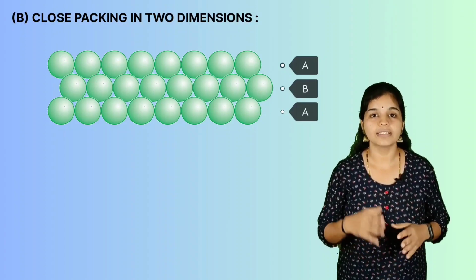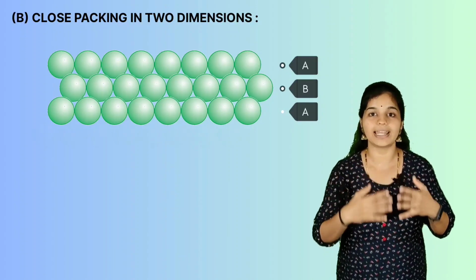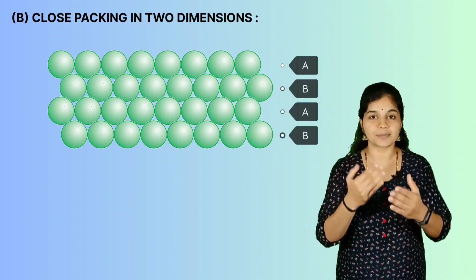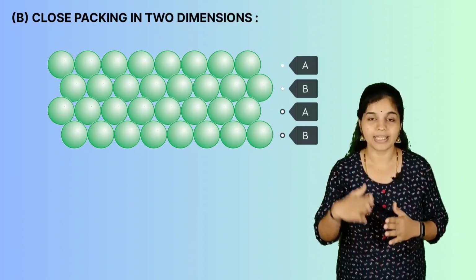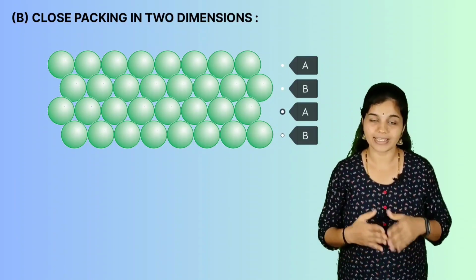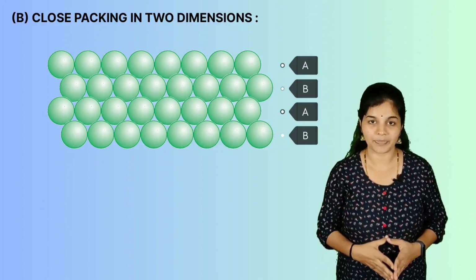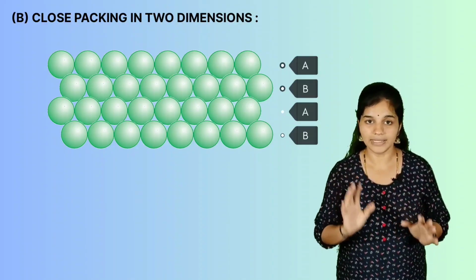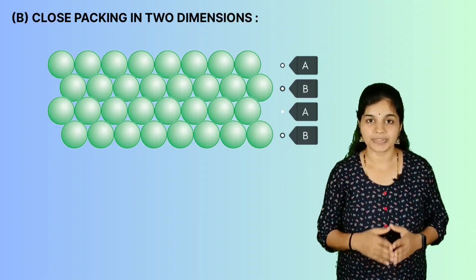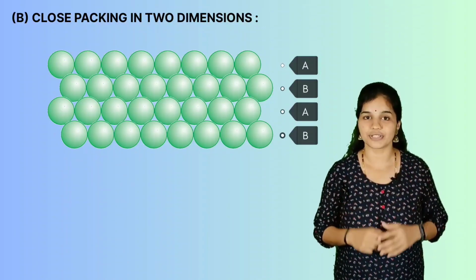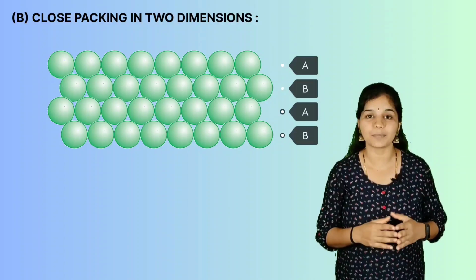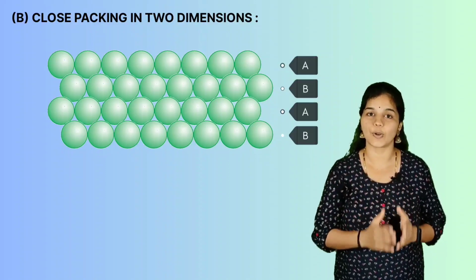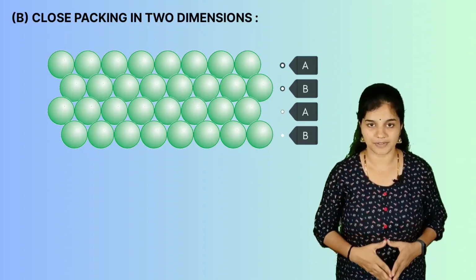The spheres of the similarly placed fourth row will be aligned with those of the second row, which is B type. The fifth row is similar to the first row, A type, and similarly the sixth row is the same as B type. Hence, the arrangement here is AB type. Each sphere is in contact with 6 of its neighbors, and the two-dimensional coordination number here is 6 because each sphere is in contact with 6 neighboring spheres.